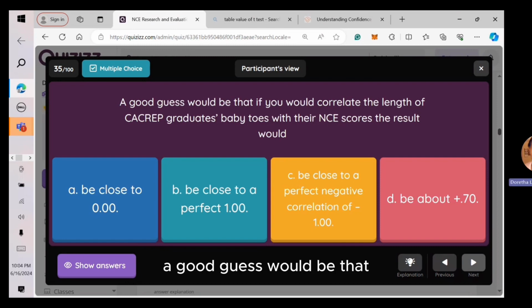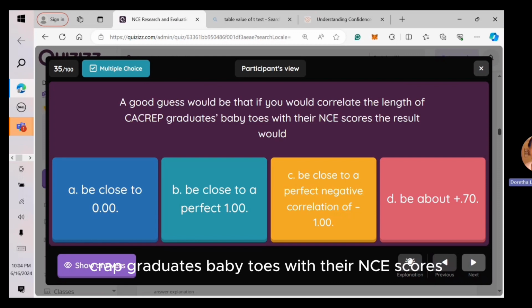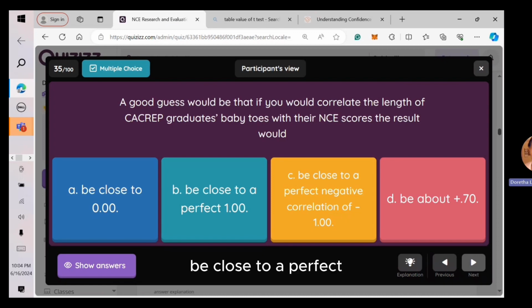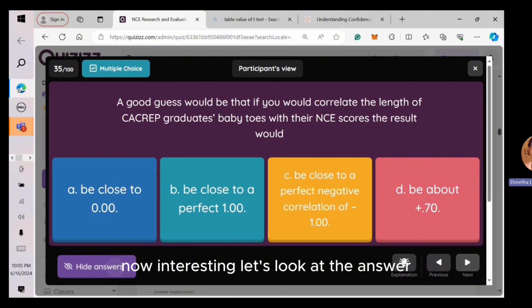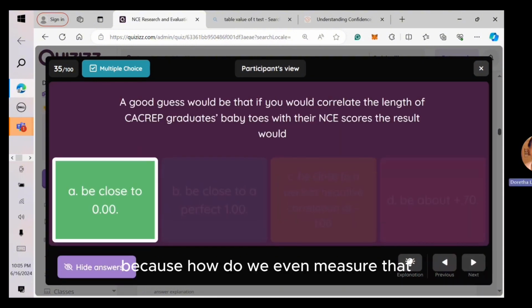A good guess would be that if you correlate the length of K-CREP graduates' baby toes with their NCE scores, the results would: A, be close to 0.00; B, be close to a perfect 1.00; C, be close to a perfect negative correlation of negative 1.00; D, be about a plus 0.70. Now, interesting. Let's look at the answer. I'm hoping you chose A, because how do we even measure that, and how does that correlate?